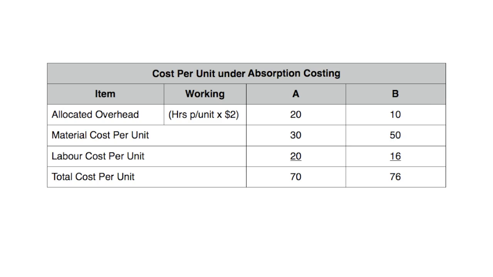We now need to go on to compare that to calculating it under ABC costing.